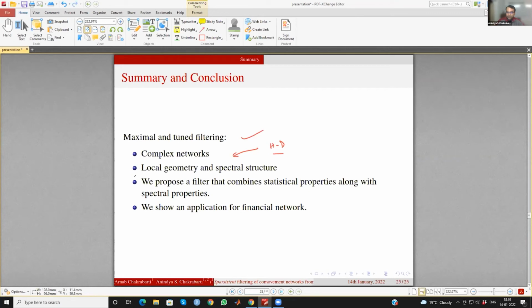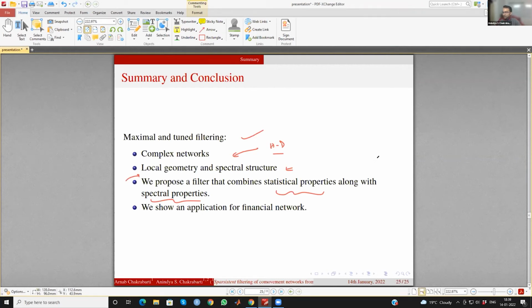And here we have used some local geometric property and its spectral structure. I guess the important feature of this filter is that it has very nice statistical properties along with retaining very good spectral properties. And this is something that I would like to differentiate from some of the other known filters. If you look at the literature, at least in the case of financial markets, there are some algorithms like the planar maximally filtered graph or minimal spanning tree, and so on.